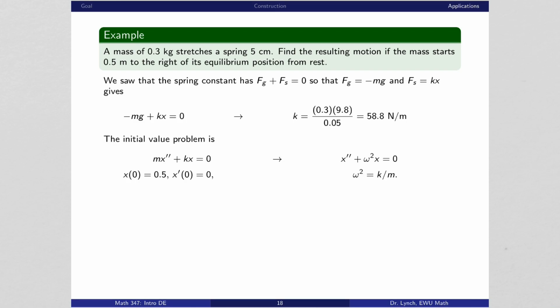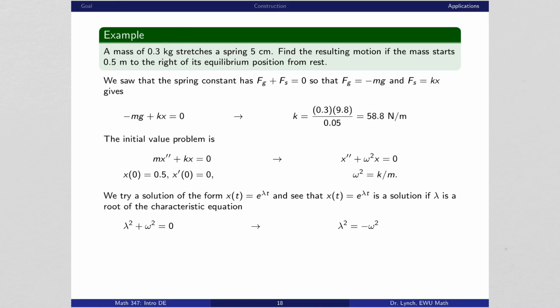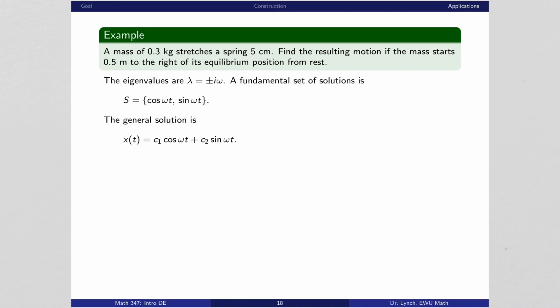We can do what we did a moment ago and divide through by a factor of m to express the differential equation as x double prime plus omega squared x equals 0. Try a solution of the form e to the lambda t and see that e to the lambda t is a solution if lambda is a root of this characteristic equation, the roots of which are purely imaginary, right? So the eigenvalues are lambda equals plus or minus i omega. A fundamental set of solutions is given by cosine and sine, and the general solution is a linear combination of those linearly independent solutions, c1 cosine omega t plus c2 sine omega t.